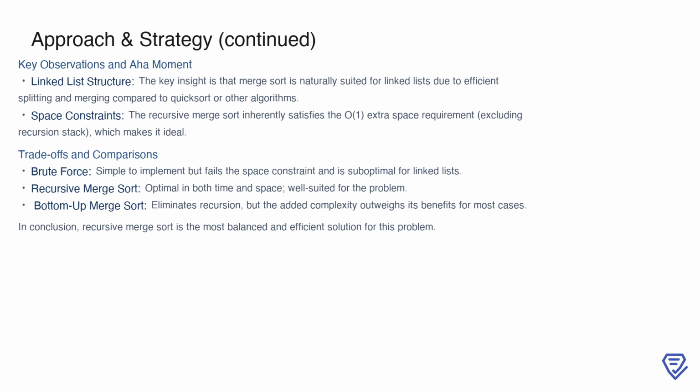When comparing the approaches, the brute force method is simple but fails to meet the space constraint, while the bottom-up merge sort eliminates recursion but adds unnecessary complexity. Recursive merge sort strikes the right balance, offering optimal performance and simplicity while leveraging the linked list structure. Overall, it stands out as the most efficient and practical solution for sorting a linked list in ascending order.